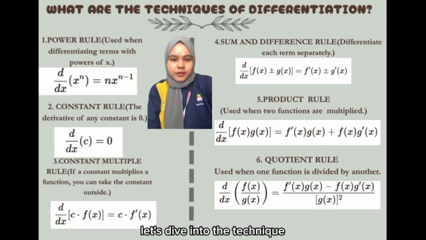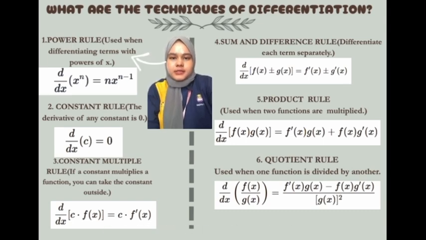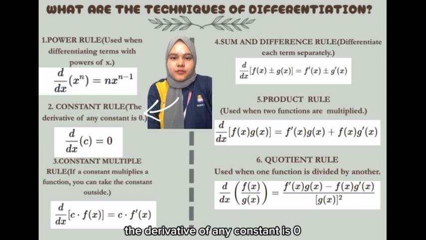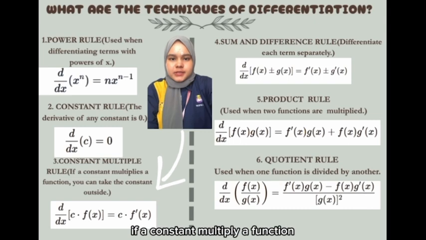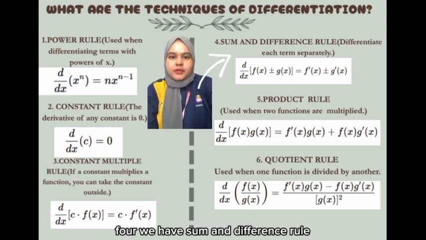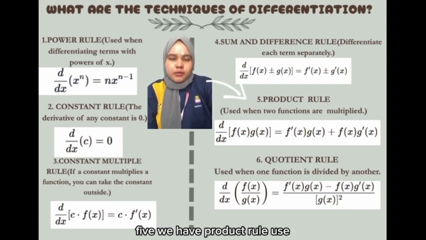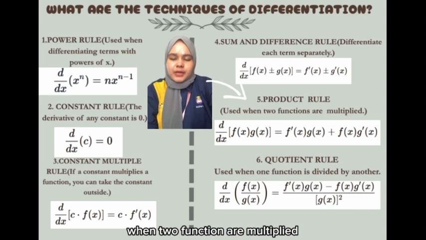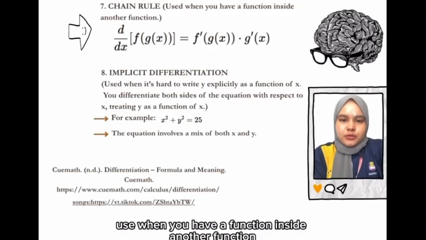Let's dive into the techniques. First, we have the power rule, used when differentiating terms with a power of x. Second, we have the constant rule. The derivative of any constant is 0. Third, we have the constant multiple rule. If a constant multiplies a function, you can take the constant outside. Fourth, we have the sum and difference rule. Differentiate each term separately. Fifth, we have the product rule, used when two functions are multiplied. Sixth, we have the quotient rule, used when one function is divided by another. Seventh, we have the chain rule, used when you have a function inside another function.